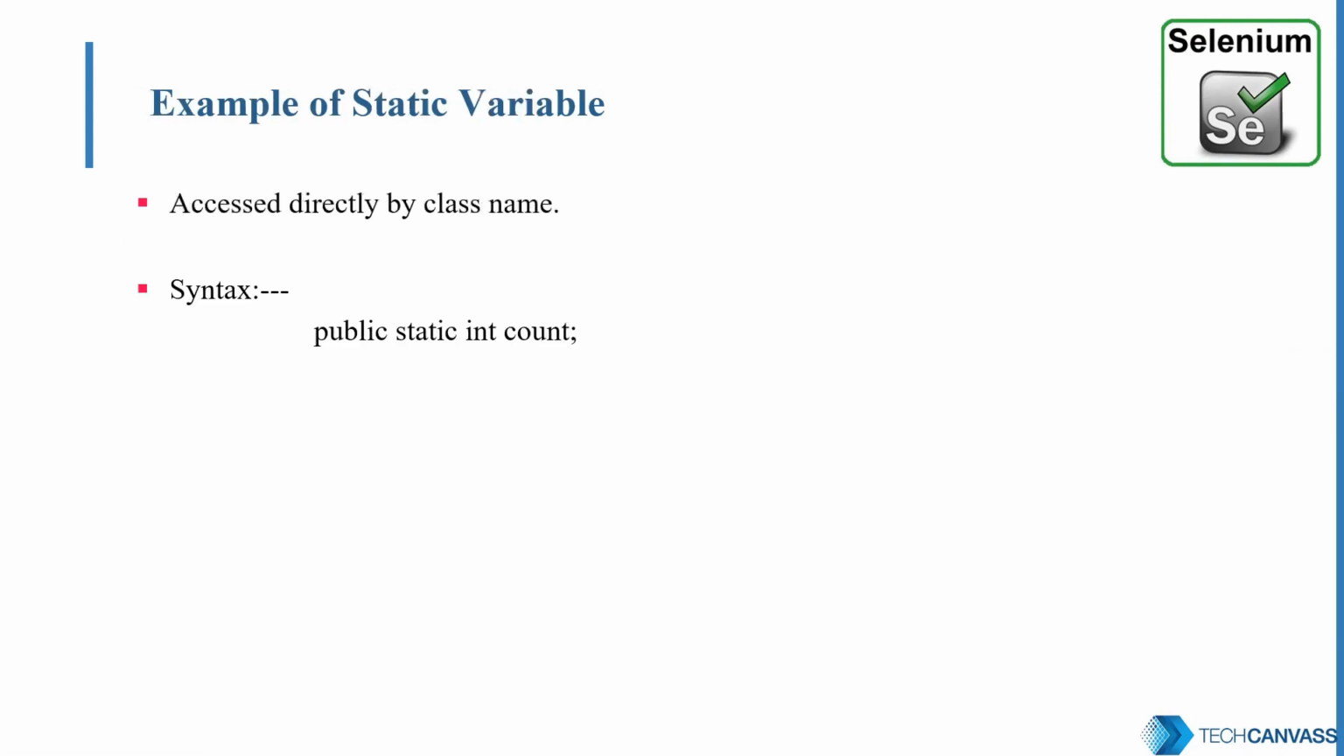Static variables can be accessed directly by the class name, as shown in the previous example. So class name dot variable name. And how do we need to declare that static variable? That syntax is shown here. So public static int count. This is my variable name, this is the data type, this is the static keyword, and this is the keyword for the visibility. So I can use public or private according to the usage.